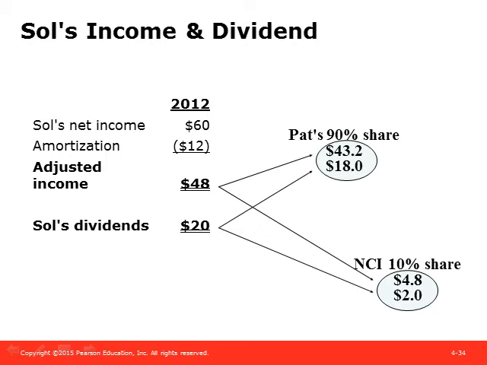And so we look at this and perform the same sort of analysis that we did earlier on, where we see that Sol's net income was $60K in 2012, less the amortization that was calculated of $12K to get to an adjusted net income of $48K. If we take Pat's 90%, that's $43.2K, with the remainder going to the non-controlling interest's 10% share, or $4.8K of the $48K. And then we also allocate Sol's dividends of $20K based on a 90-10 share respectively.